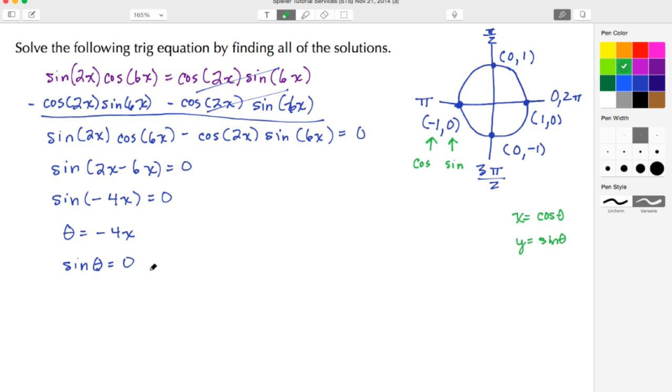So here, for us to get a value of 0, we need the y values to be 0. And we see that the y value is 0 here at 0 and 2 pi. And we also see that the y value is 0 over here at pi units. So what we need to do is create some equations so that we can figure out what all the solutions are as we make our way around the unit circle.